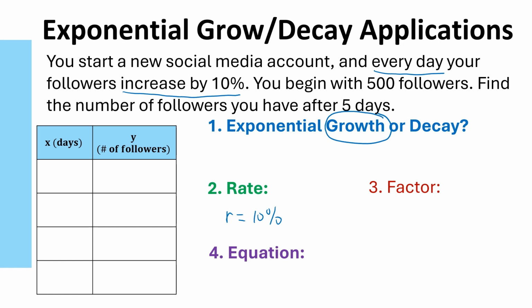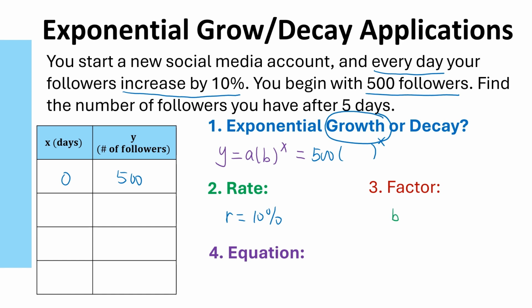You started with 500 followers, so we start with 0 days, and you started with 500 followers. Based on this, we can go ahead and fill out part of the exponential equation. The general equation for an exponential function is a times b to the x, where we know what a is. A is the original number of followers you had already, so that's 500 times b to the x. The only thing we're missing is the b, and the b is the factor.